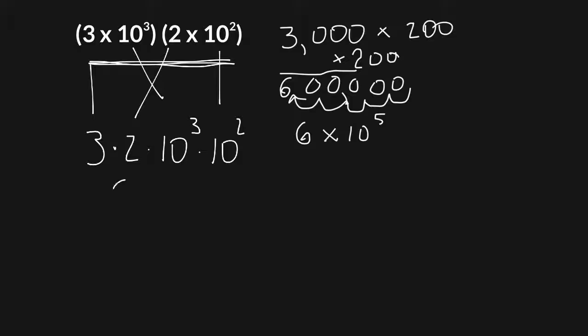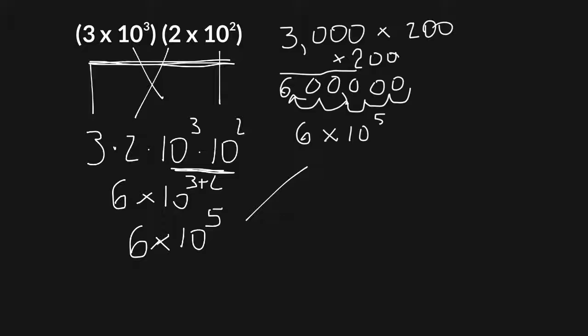3 times 2 is 6. Like bases being multiplied, I can add the exponents. So I'm going to get 10 to the 3 plus 2, which is going to give me an answer of 6 times 10 to the 5th power, which is the same answer I got before. So it is going to give me the same answer if I work with the first factors being multiplied, and then I add the exponents of the powers of 10.